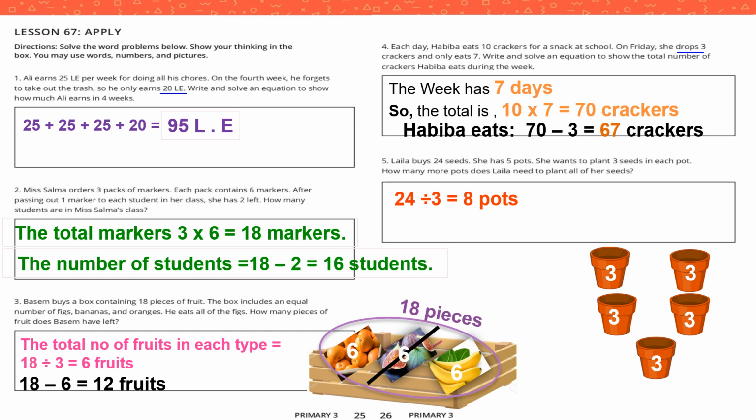She has the total 24 seeds divided by 3 seeds. So she needs 8 pots. But she has only 5. So she needs 3 extra pots. 8, which she needs, minus 5 that she has equals 3 pots. So she needs 3 extra pots.